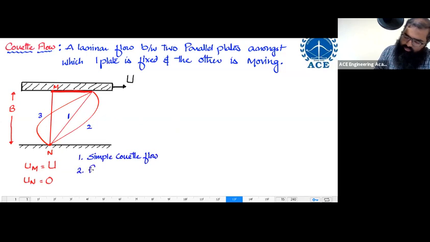Second one, forward Couette flow. Third one, backward Couette flow. Backward Couette flow.